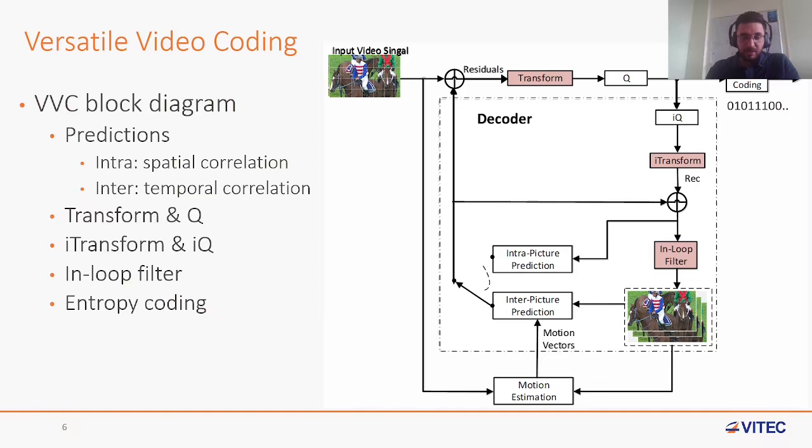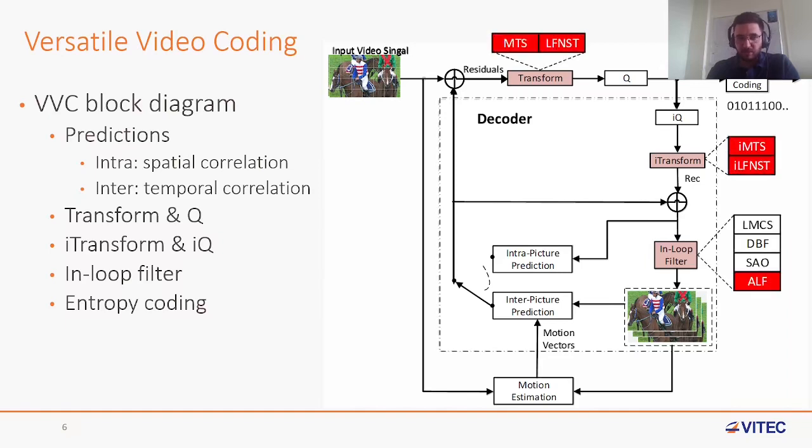In fact, in this PhD, we focus on three main modules: the transform, inverse transform, and the in-loop filter phase. In the transform, we will study the MTS, LFNST, and in the in-loop filter phase, we study the ALF. These tools we will come to explain later.